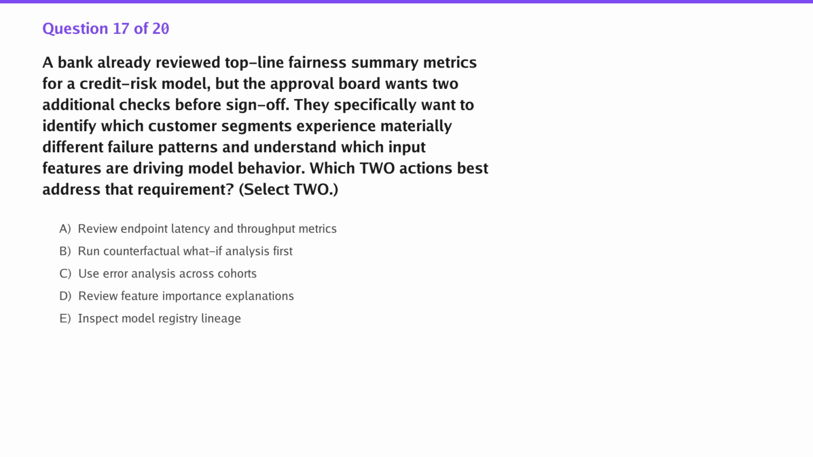Select 2. Option A, review endpoint latency and throughput metrics. Option B, run counterfactual what-if analysis first. Option C, use error analysis across cohorts. Option D, review feature importance explanations. Option E, inspect model registry lineage. The correct answers are Option C, use error analysis across cohorts, and Option D, review feature importance explanations.